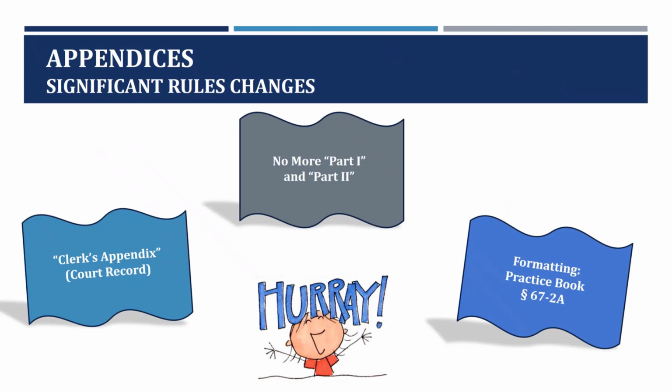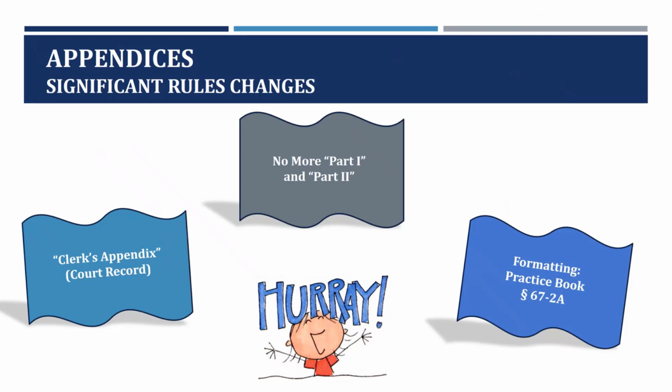Appendices. There are significant changes to the appendices. In the past, there was the Appendix Part 1, which is now being replaced by the Clerk Appendix, which the clerk's office will prepare. For those of you who've done practice for years, this is essentially the yellow covered record that we used to send many years ago. That's now being called the Clerk Appendix.